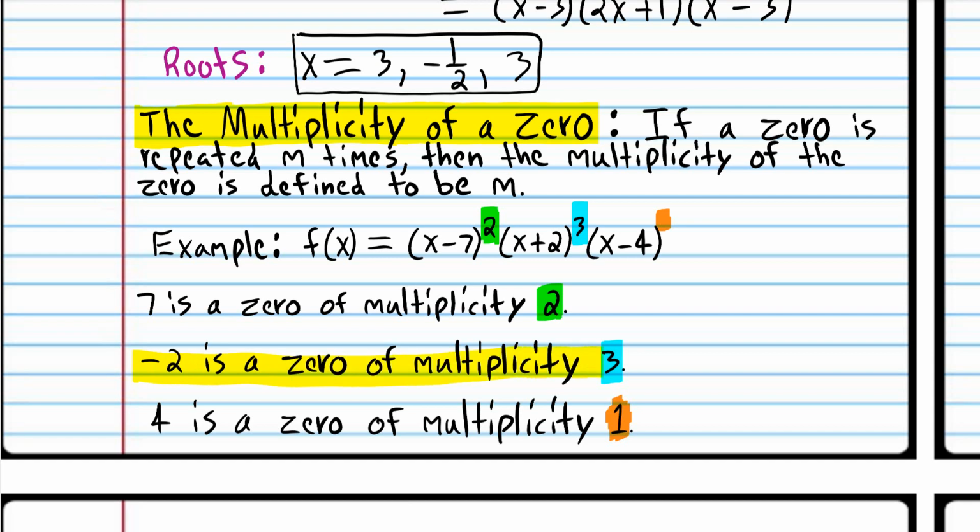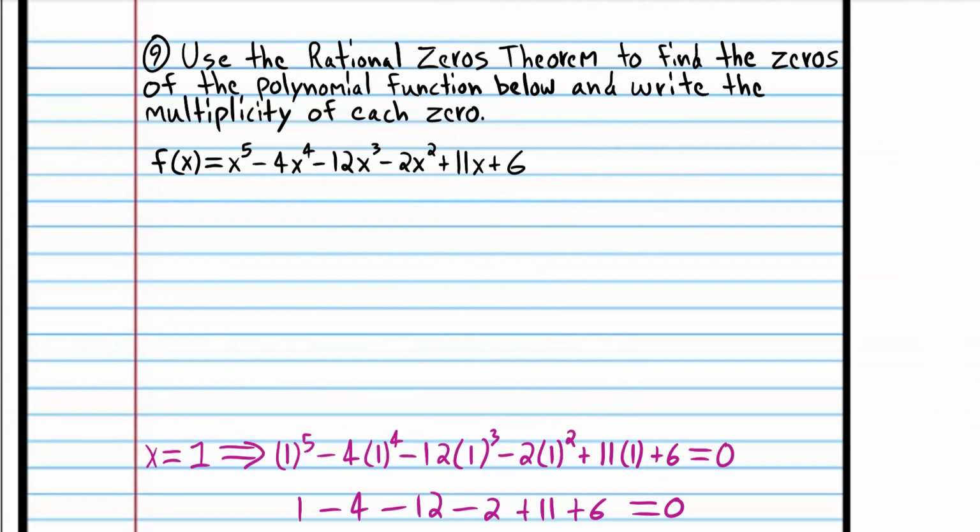-2 is a 0 of multiplicity 3, because there are 3 x plus 2 factors if you write it in exponential form. And 4 is a 0 of multiplicity 1, because there's only 1 x minus 4 factor. So you can put the factored function in exponential form, and the exponents represent the multiplicity of the corresponding 0. Okay, so let's try another problem.